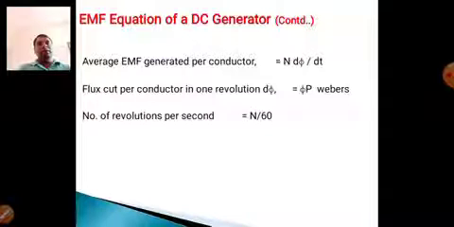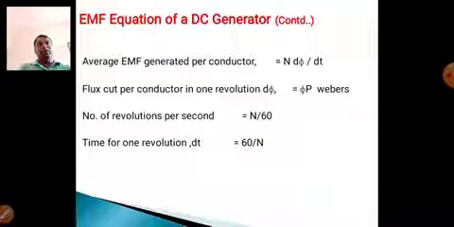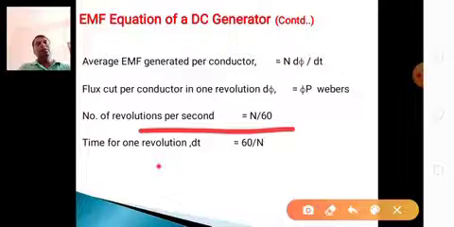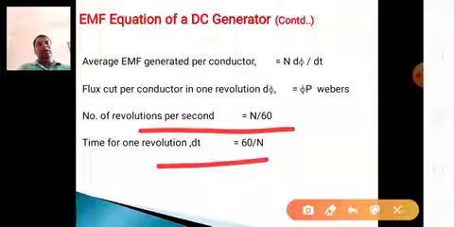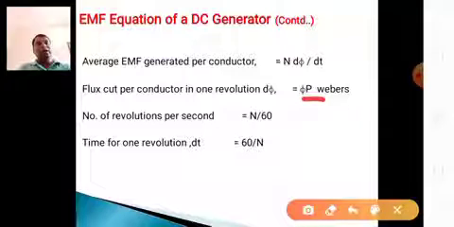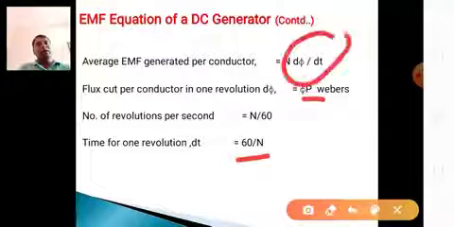Now, how many revolutions per second? Per minute it is 60 seconds, so the number of revolutions per second is N by 60, where N is the speed in revolutions per minute. The time for one revolution, that is dt, is equal to 60 by N. So substitute d phi as phi P and dt as 60 by N in this formula.